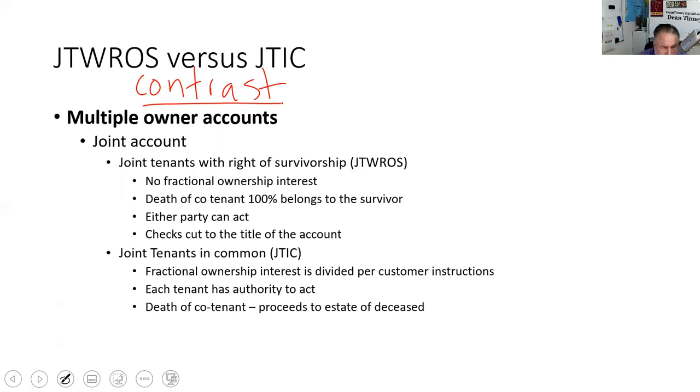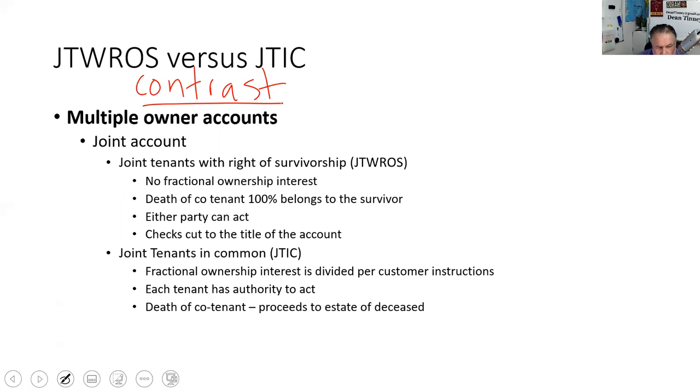And that's going to be much different than tenants in common. I can't tell you how many times I've seen horror stories where brokers have mistitled the account. You've got to sit down with the customer and talk about the various types of this. The checks are cut to the title of the account. So if it says Mr. and Mrs. Jones, that's how checks get cut.